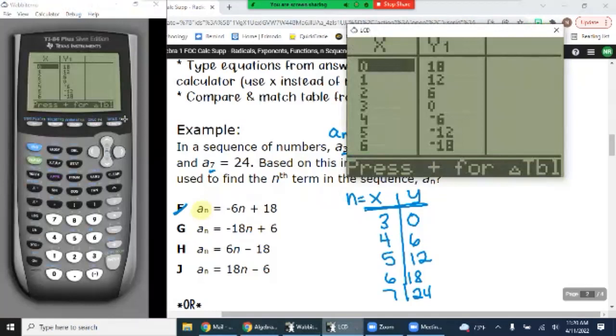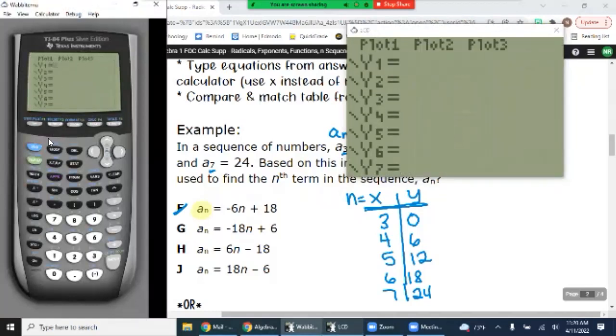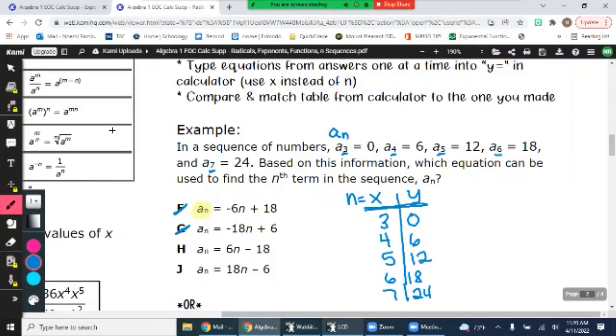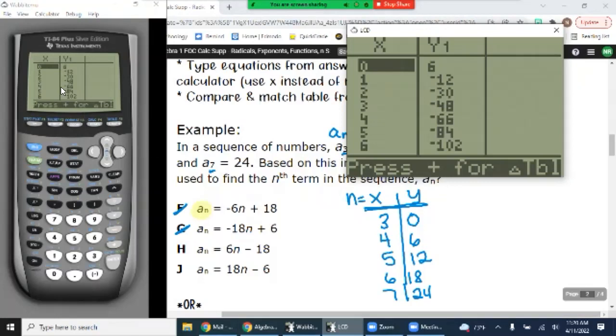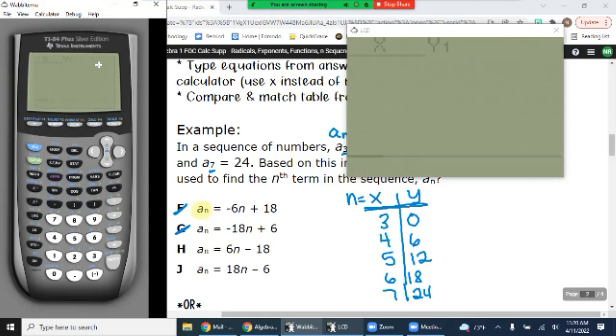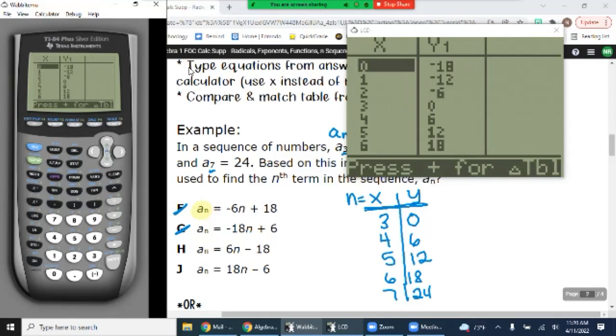Let's try the next one, negative 18N plus 6. Second graph. 3, negative 48. Doesn't match even in the first one. Next one, 6N minus 18. Second graph. 3, 0, 4, 6, 5, 12, 6, 18.